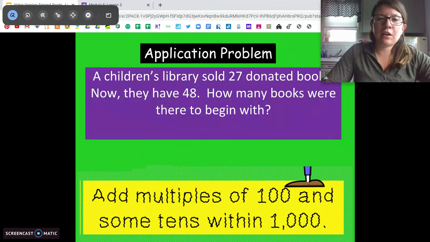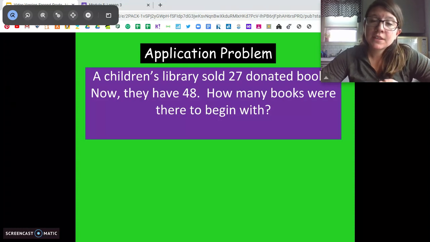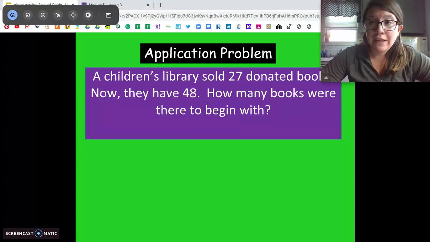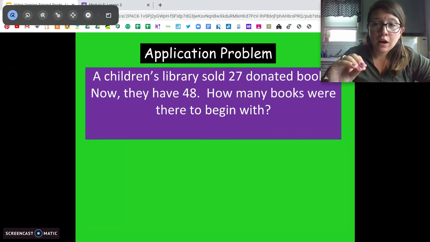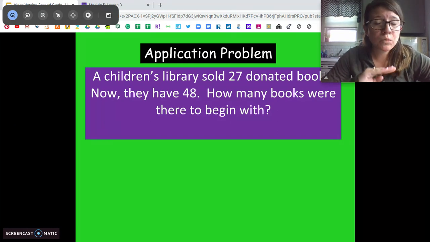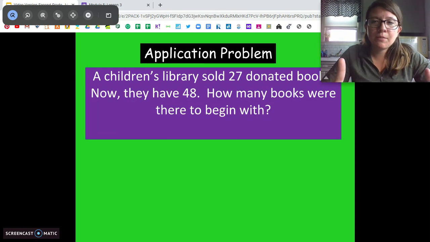So let's start off today with our application problem. Our application problem today says a children's library sold 27 books. Now they have 48 books. How many books were there to begin with? Okay, what I'd like you to do is pause, talk to someone at home about what the problem is asking, and then write me a number sentence. Don't solve the number sentence yet because I want to make sure we have the right number sentence.